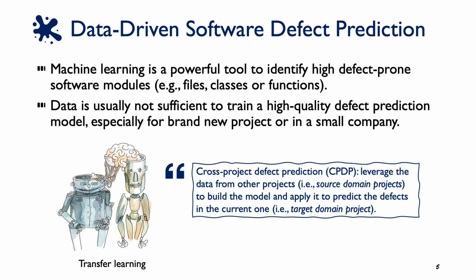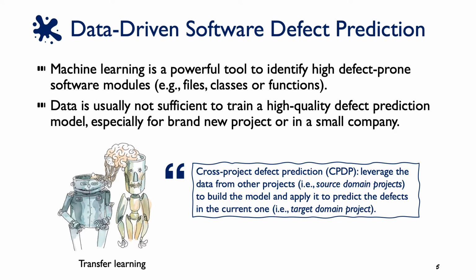So in recent years, due to the explosion of machine learning and artificial intelligence, it has become increasingly prevalent to use machine learning for software defect prediction. However, one of the biggest hassles is that the data used to train a high-quality model is not as sufficient as you expect, especially when you are developing a brand new project or you are in a startup without much experience.